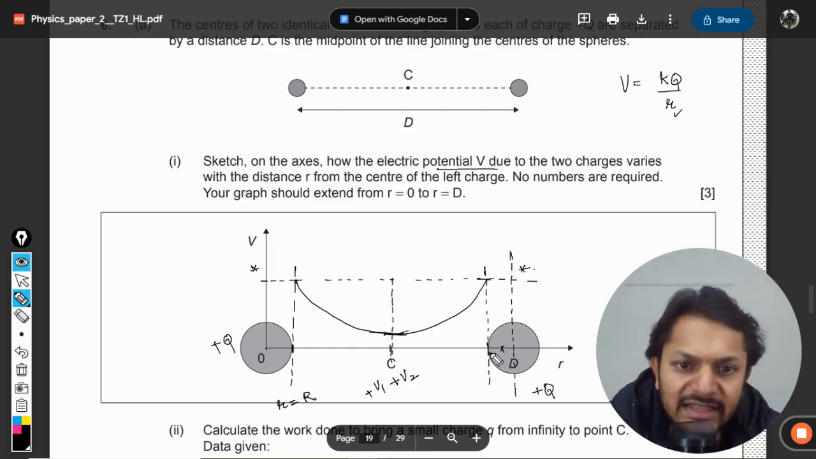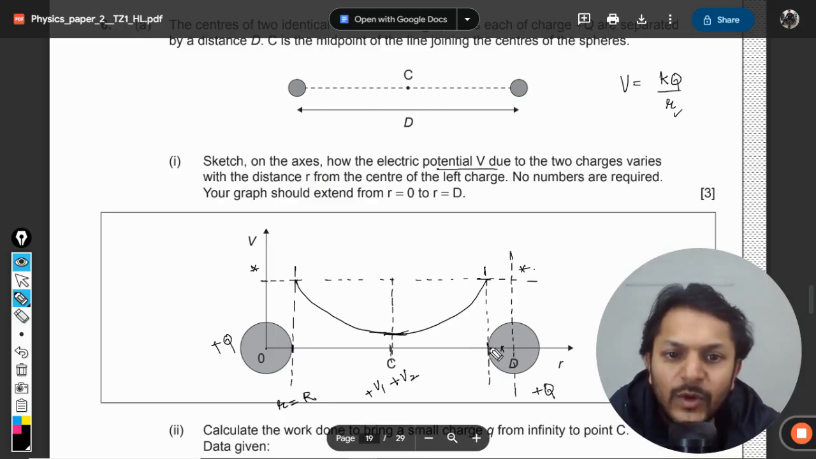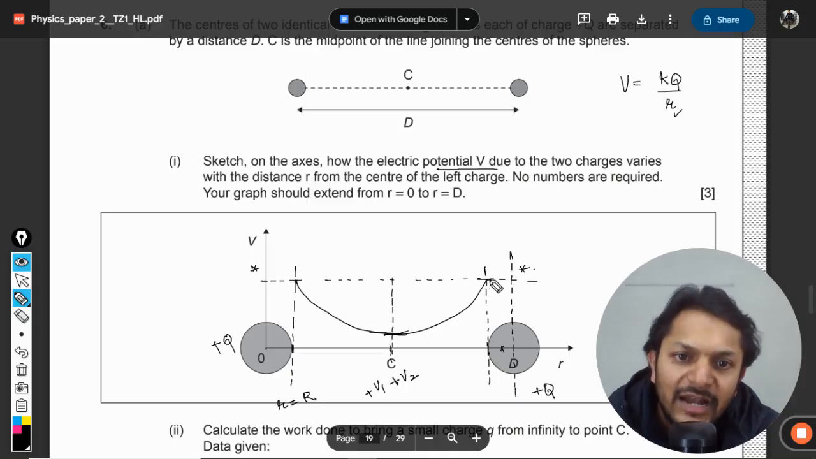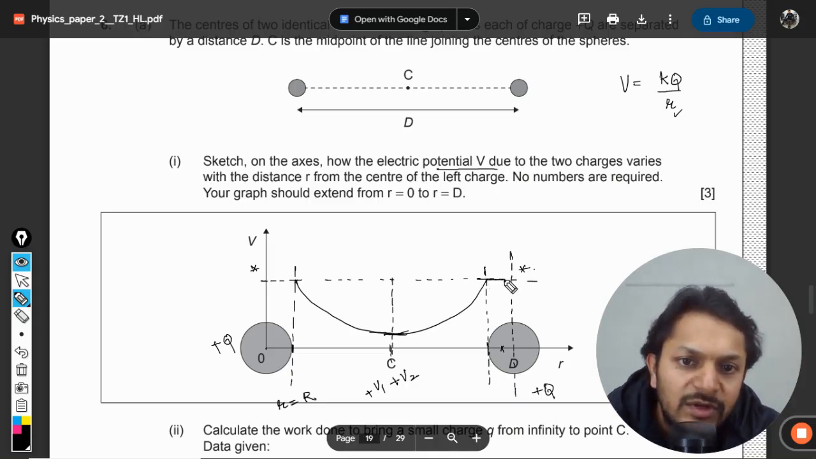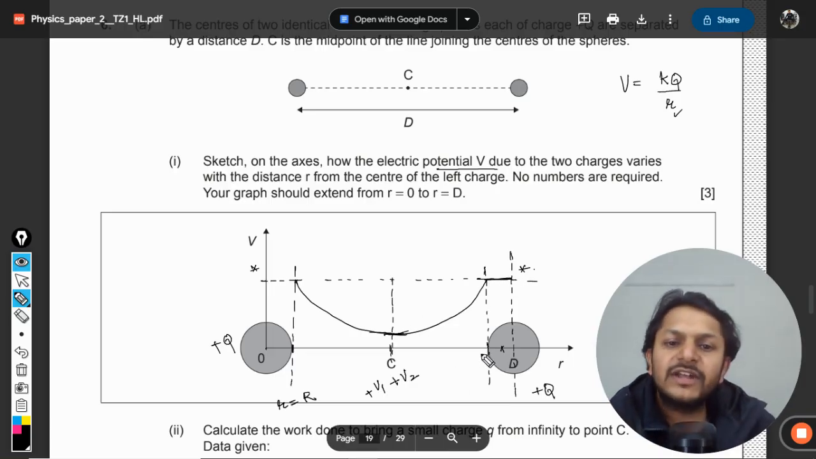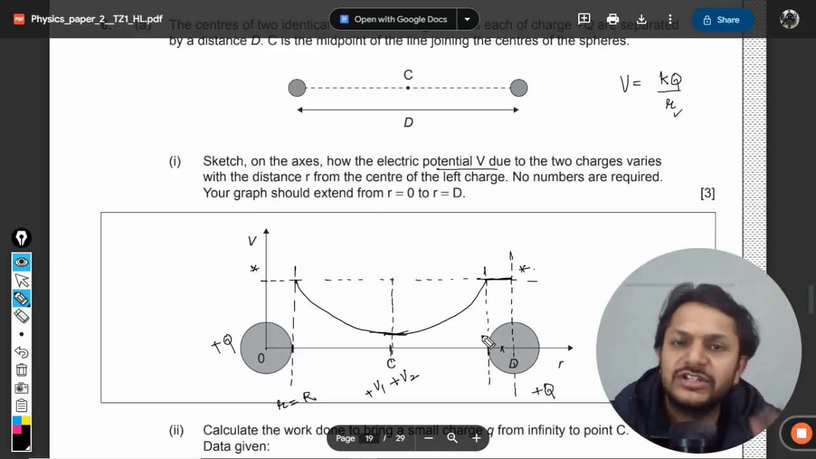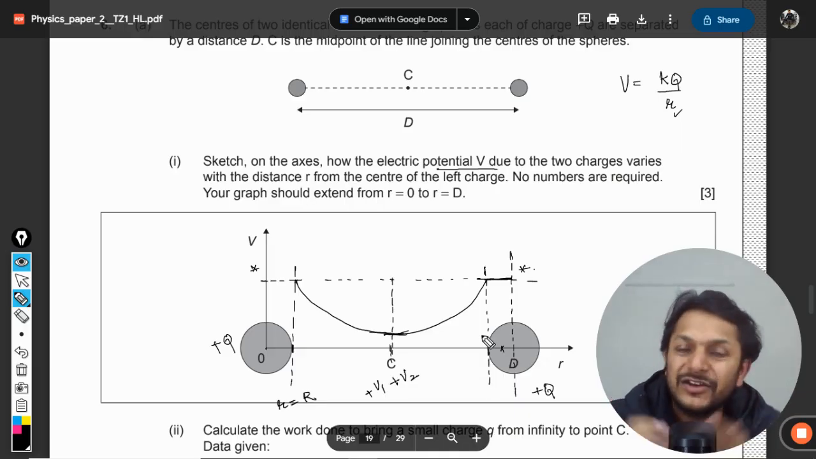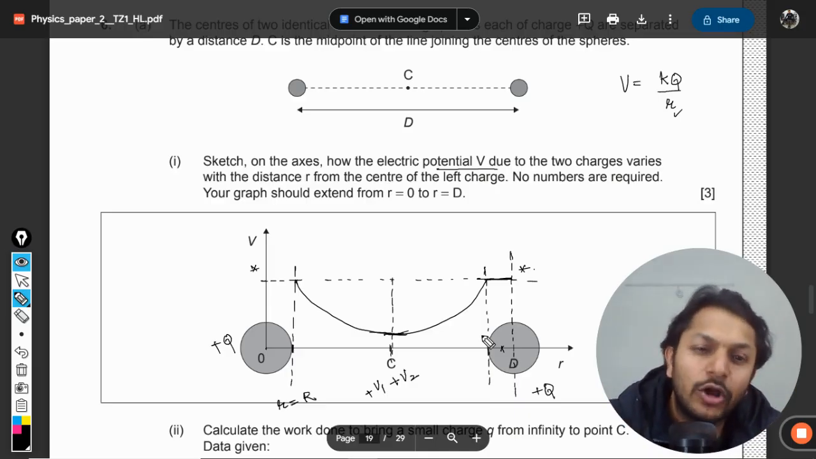It means that whatever is the potential at the surface, that potential is going to remain constant. So this will become like this. Whatever is the potential on the surface is going to become constant because there is no electric field inside of a conductor. And it's a big concept.